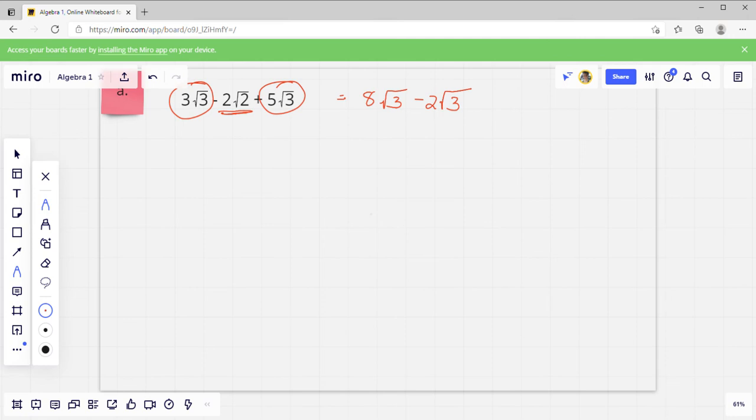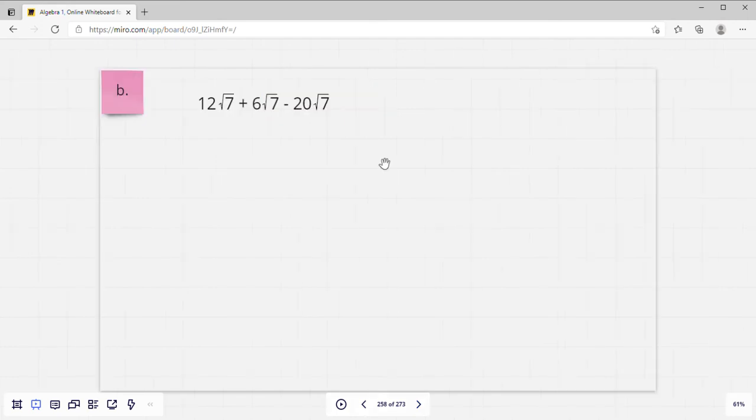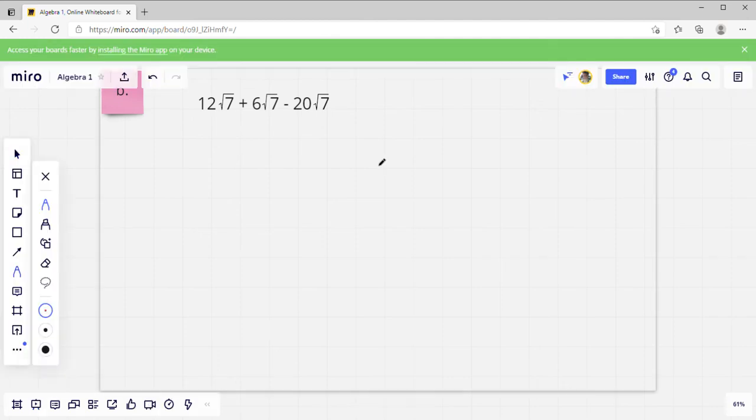Okay, next one. That's pretty easy. Okay, B. 12 times square root of 7, 6 times square root of 7, and 20 times square root of 7, all of those are the same. So that means we can put all these together. So I've got 12 plus 6 minus 20. 12 and 6 would be 18 minus 20 would equal negative 2 times the square root of 7.